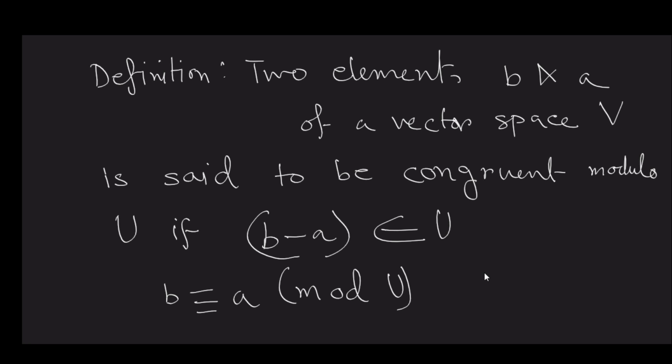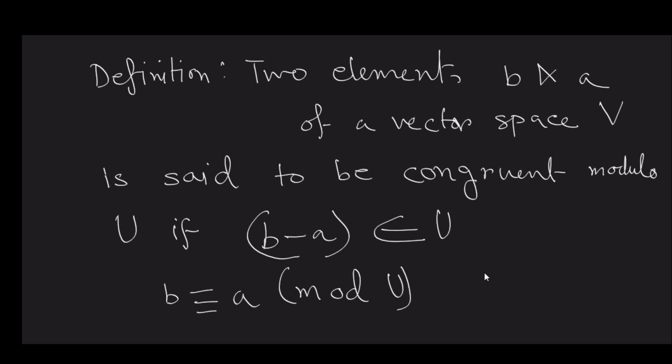What makes our relation equivalent? If we claim that B minus A has to be a member of the subspace U, and we are claiming that this relation is equivalent, then first of all, you have to prove the reflexivity. That is, for all A belongs to V, A is related to itself.